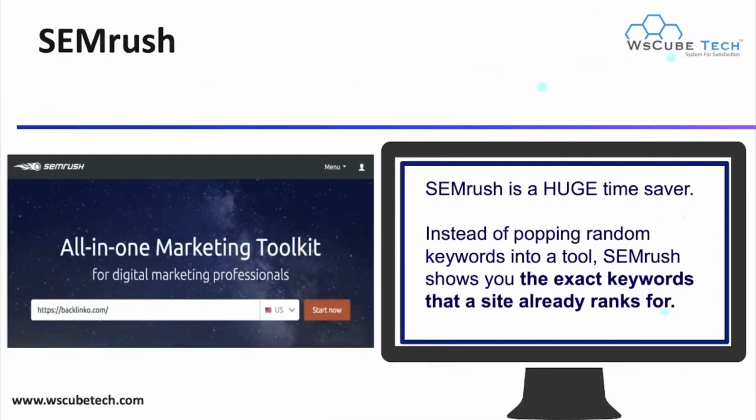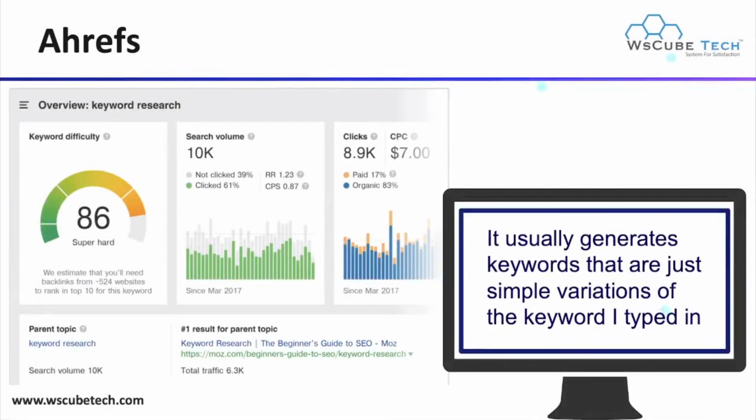Okay, after SEMrush, the next tool we have is Ahrefs. What is the use of this particular tool? With the help of this tool, we usually generate keywords that are simple variations of the keyword I typed in. Here you can see that we can figure out keyword difficulty, search volume, number of clicks, and CPC with the help of this tool.